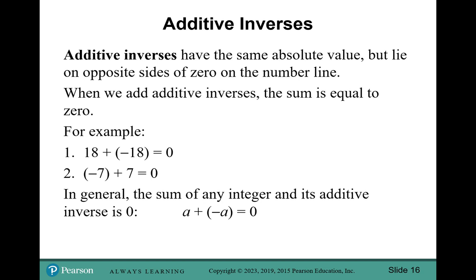Let's look now at additive inverses. Additive inverses have the same absolute value but lie on opposite sides of 0 on the number line. When we add additive inverses, the sum is equal to 0. For example, 18 plus negative 18 equals 0. They are additive inverses. Negative 7 plus 7 equals 0. They are additive inverses. In general, the sum of any integer and its additive inverse is 0. The sum of a number and its negative is 0.